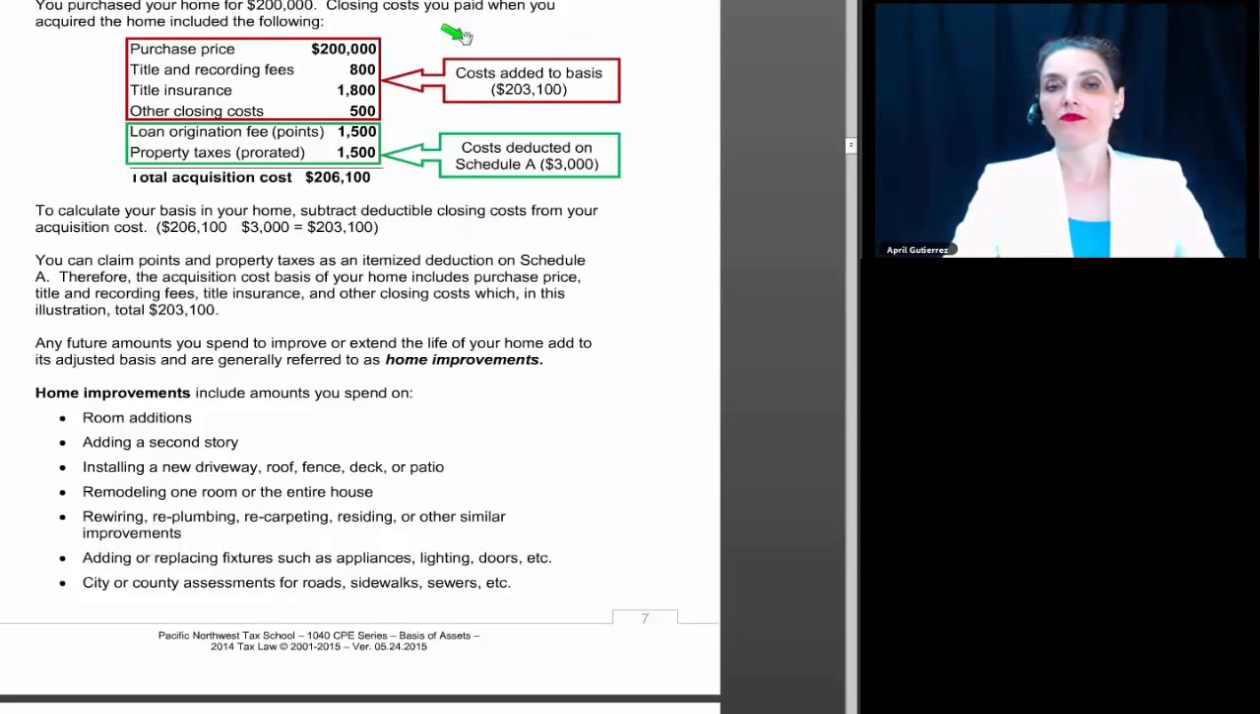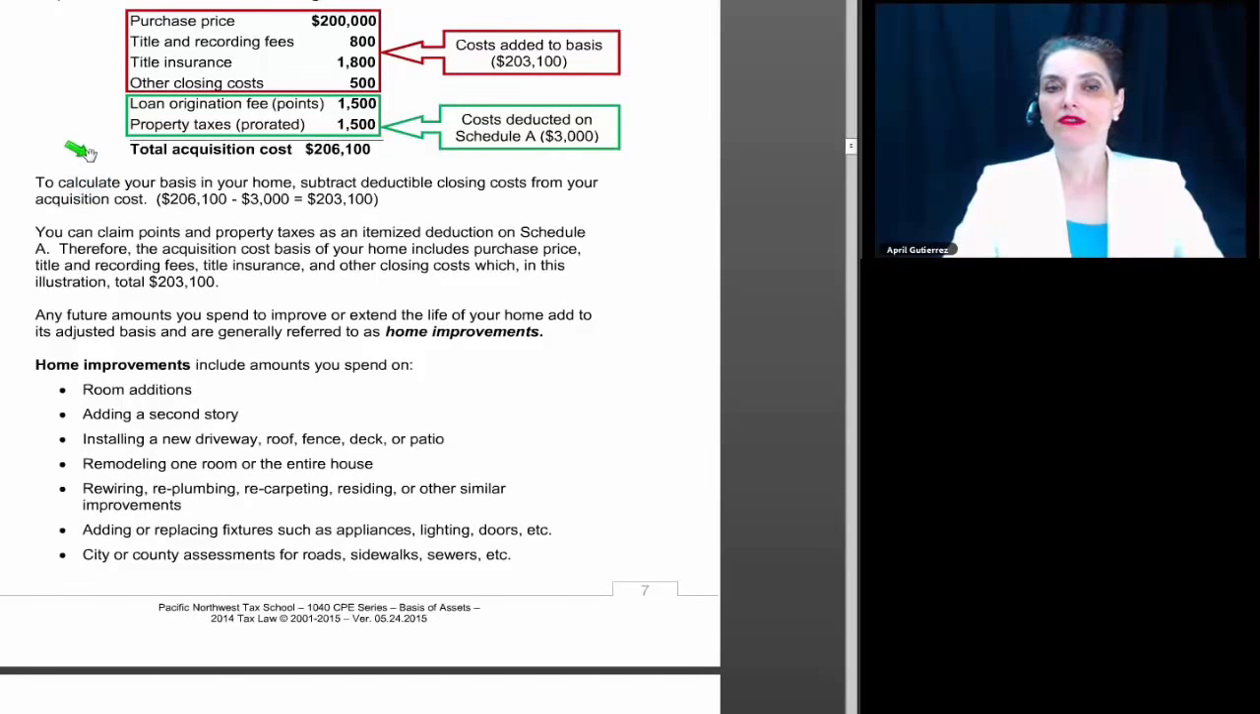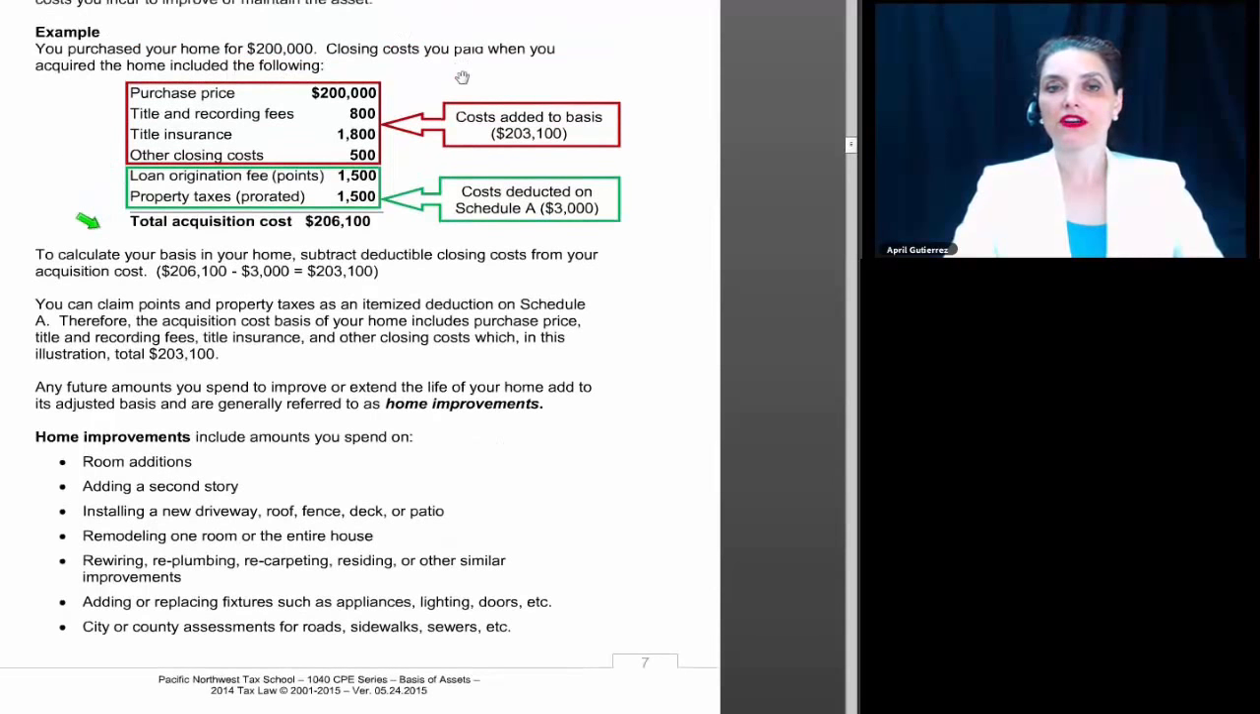And the amounts that you do not get to deduct are the costs of purchasing the house, which is the $200,000 purchase price plus the title and recording fees. Now, the total cost of acquiring the home is $206,100, but the cost basis, if you ever sell it or decide to turn it to business use for depreciation, will be $203,100.